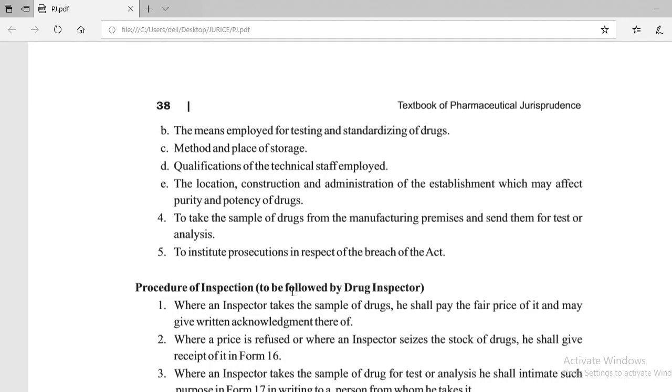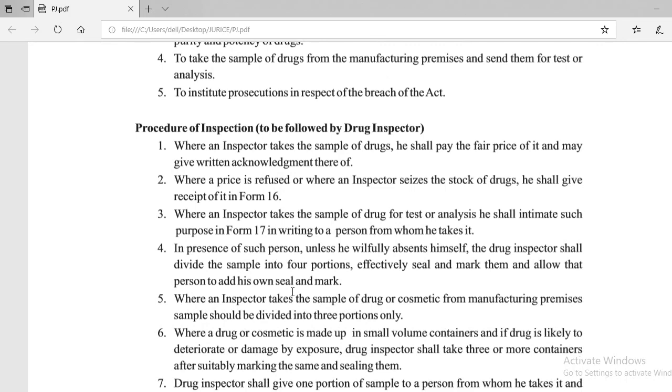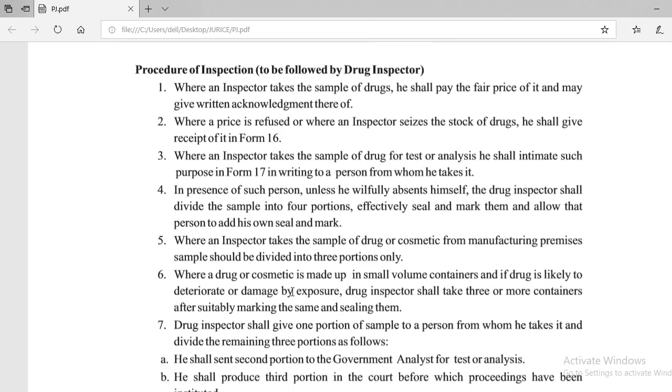Then there is a standardized procedure for the inspection, meaning what things should be done by the drug inspector if he wants to inspect something. We will see them one by one, but no need to write everything. You just have to remember what the process is exactly. So first, where an inspector takes the sample of drugs, he shall pay the fair price of it and may give written acknowledgement thereof.